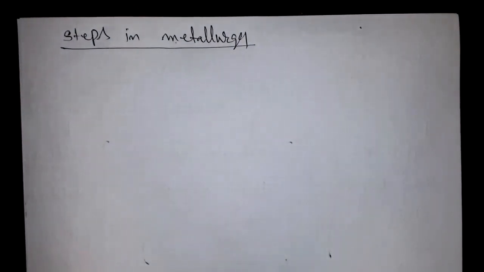Metallurgy means two things. First, you have to get the metal from the ore, and after getting the metal from the ore, you have to make the metal pure. So the overall process is called metallurgy.